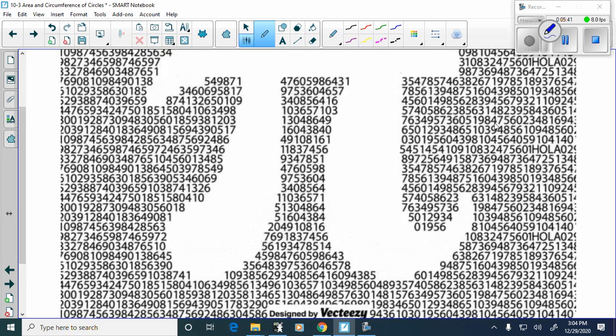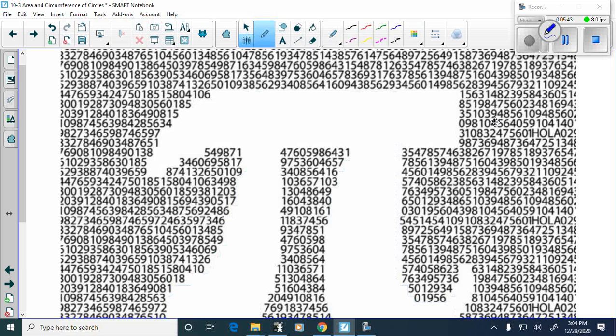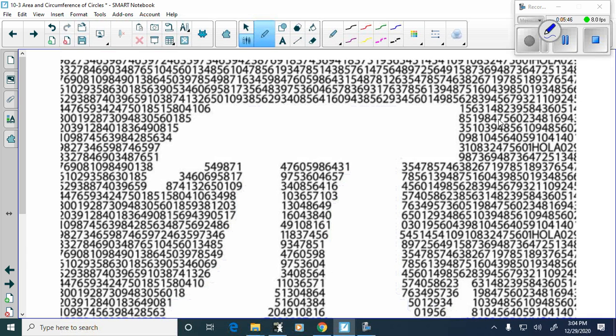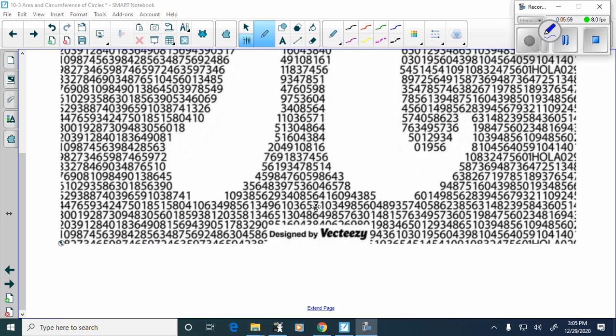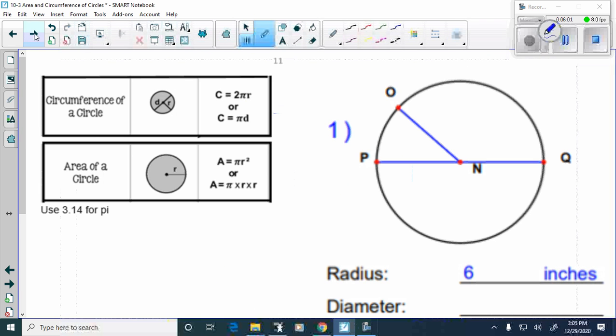Pi. So now we get introduced to this strange number pi. So what is pi exactly, and what are all these numbers doing here? Well, pi is a non-repeating decimal that is essentially the ratio of the circumference to the diameter of a circle. It goes on forever. It's 3.14159 and so on. We'll usually just use 3.14 for pi.